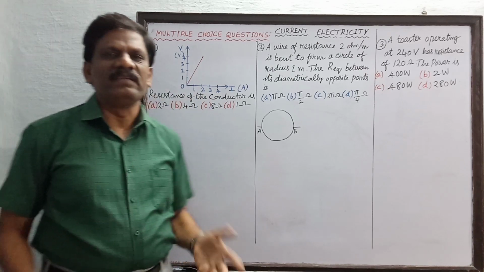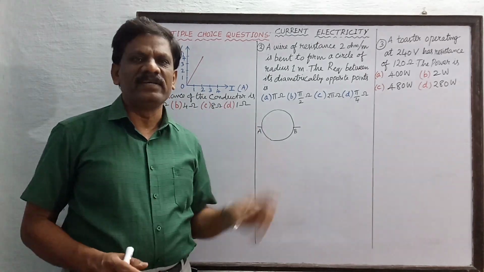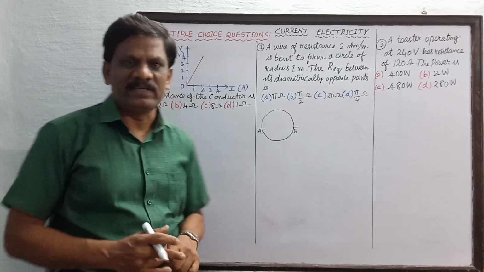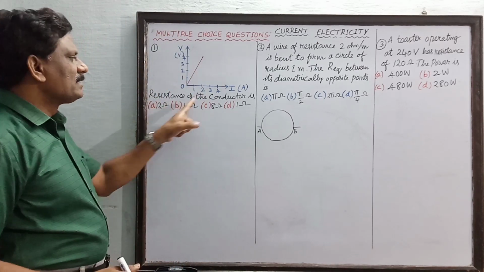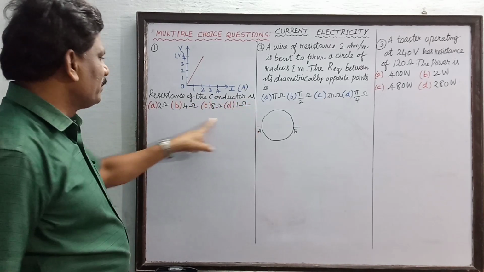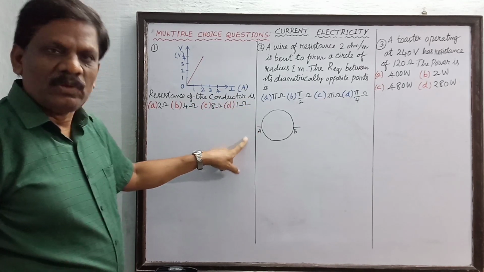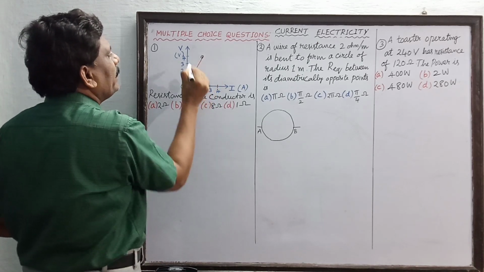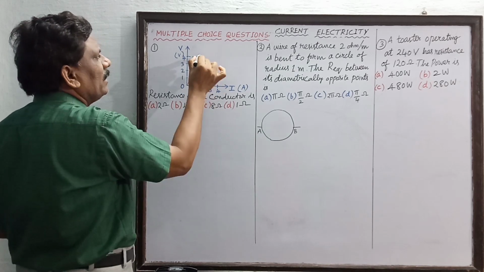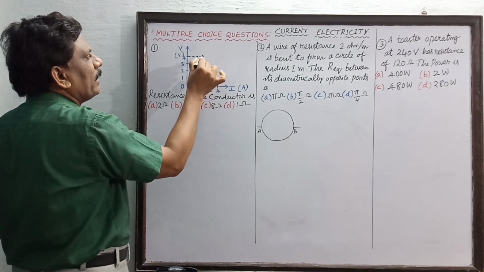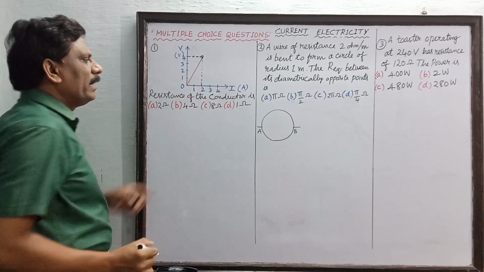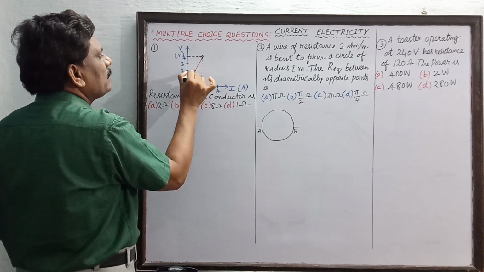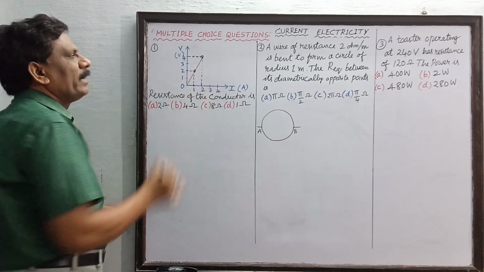We have studied that if the graph is a straight line, then the device obeys Ohm's law. So it must be an ohmic device or linear device. The question is, the resistance of the conductor, one of the four options, you have to find out. For that I will consider any two points. At the ending point, when the voltage is 4 volt, the current is 2 ampere. One more point I will choose, where the voltage is 2 volt and the current is 1 ampere.